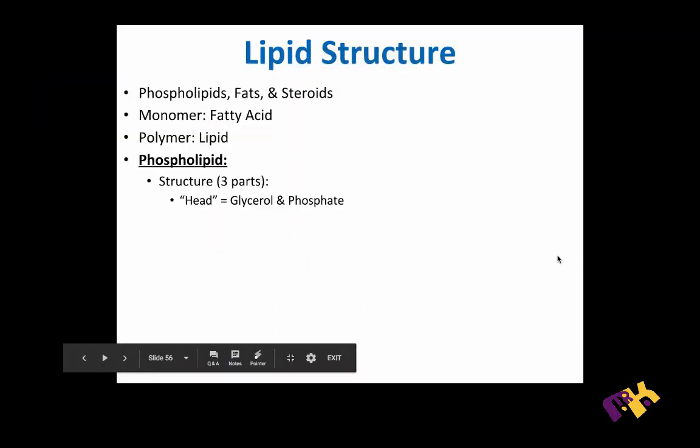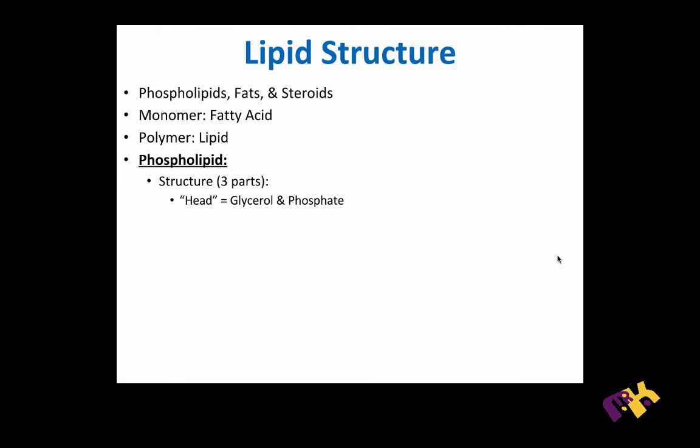The phospholipid, right? We have the fatty acid under control. We sketched it out. Now we're going to look at how we build a phospholipid. It has three parts to it. The head of it, or the water-loving end of it, is made of glycerol and phosphate. We're going to look at those in just a second. The third part is going to be the two fatty acids. So it has a head made of glycerol and phosphate, and it has two fatty acids attached to it.